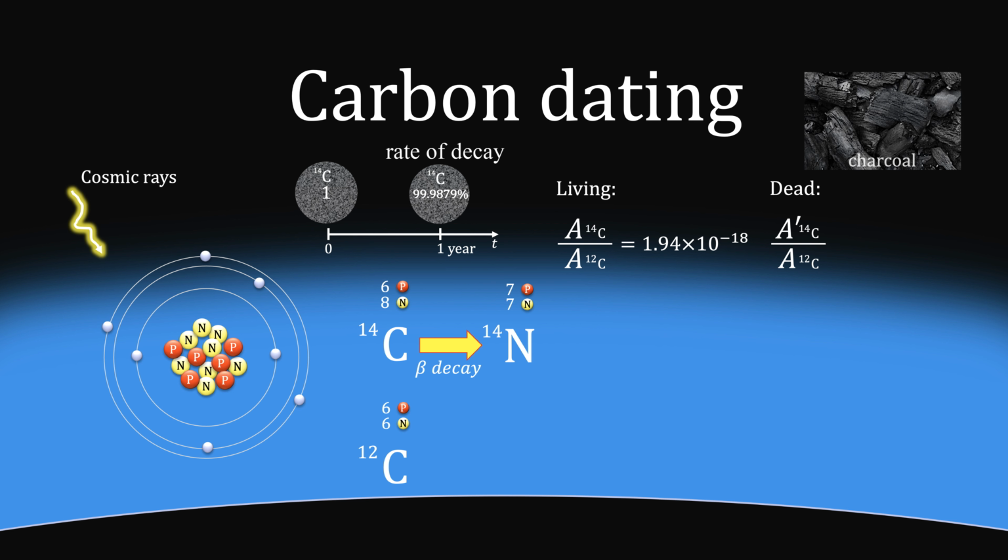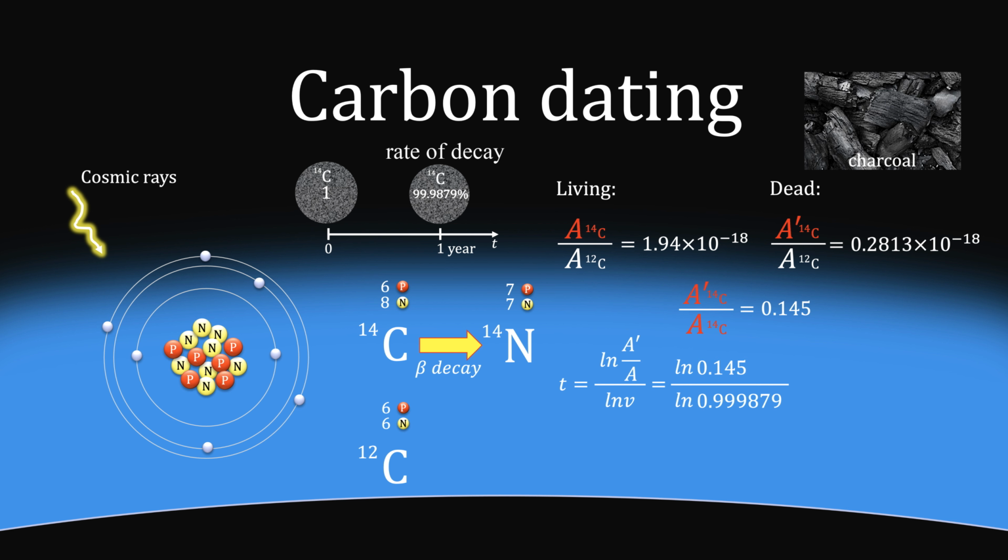Let's say we found out that in this charcoal specimen, the new ratio is measured only 0.2813. Now comparing these two, we can find out that the amount of carbon-14 is about 14.5% of the original. So now we can find out the age of the specimen by calculating the ratio of the two logs, roughly 16,000 years old.